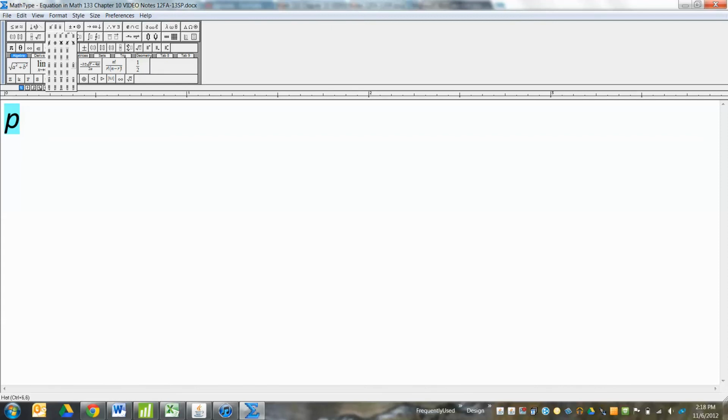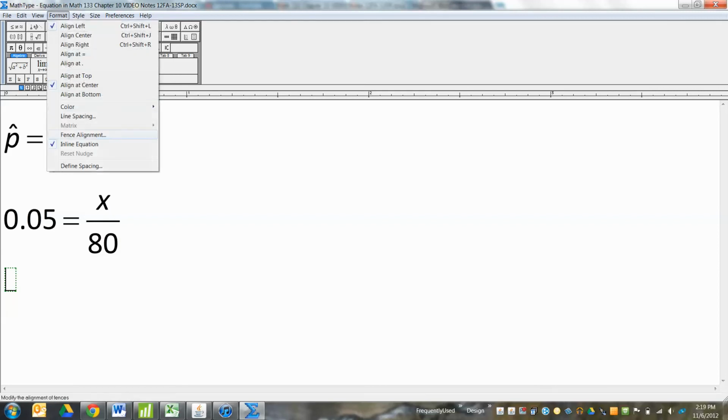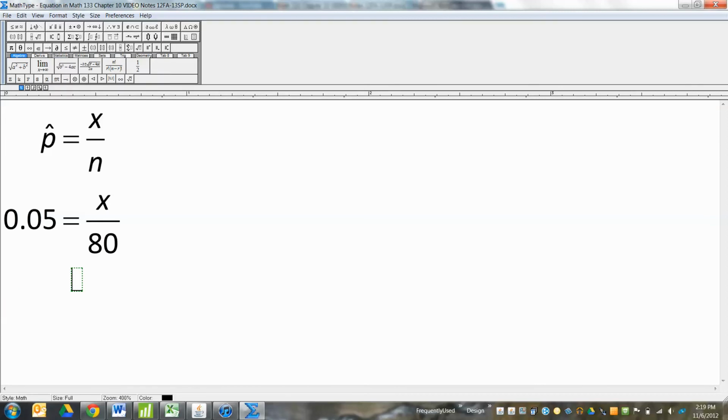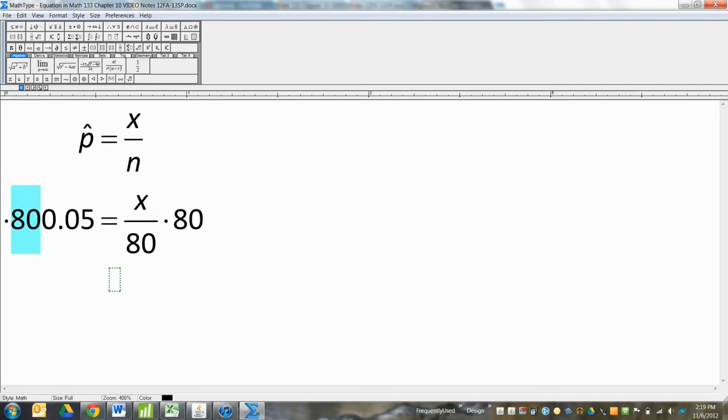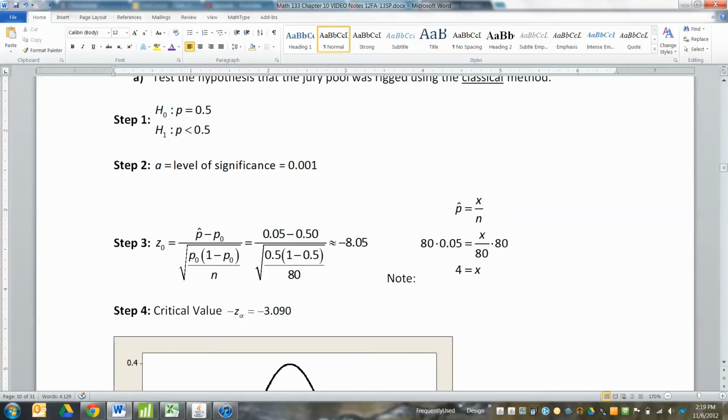So one thing I want to make a note of real quick, p hat, which is our sample proportion, we learned a formula for p hat back in section 8.2. It's x over n. Now notice they told us that this was 0.05, which means that it's x over 80, right? So if you want to solve this for x, you just multiply both sides by 80, and you'll have it. And you're going to get 4 is equal to x. So just keep that in mind for later reference because we're going to need that.